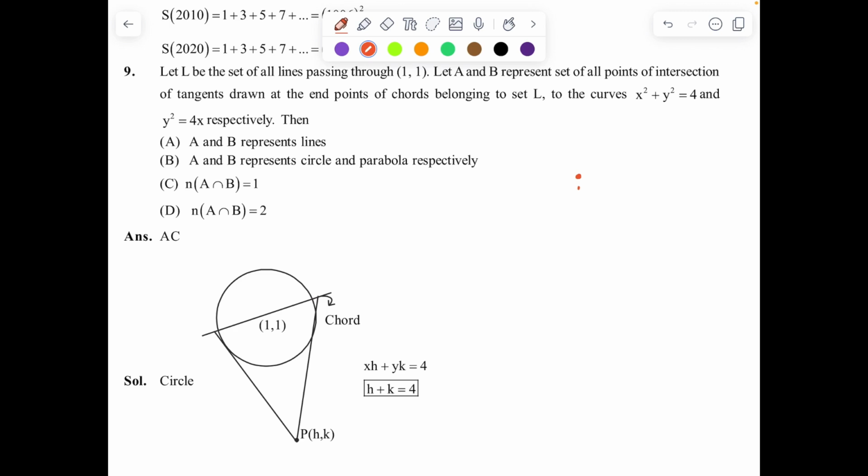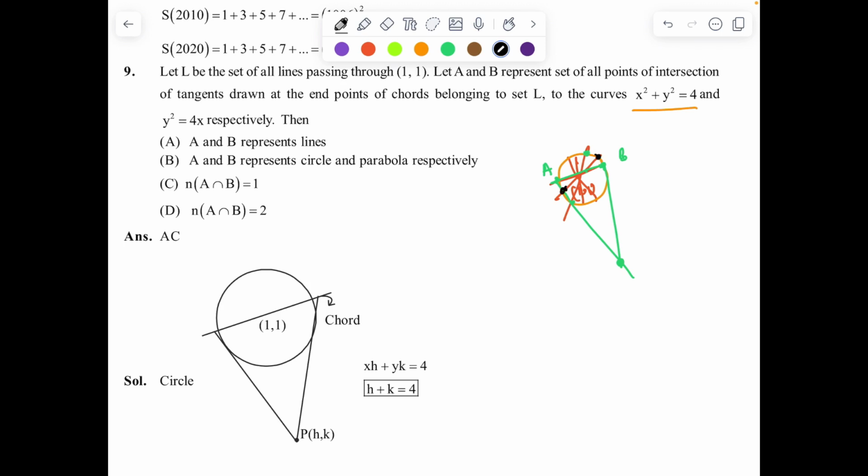So we'll have infinitely many lines which are passing through (1, 1), right? This is the set of all lines. If all of these lines behave like a chord to, let's say, a circle, x square plus y square equals 4, then any of these chords will definitely intersect the circle at 2 points, let's say at points A and B. At these 2 points we are drawing tangents and we need to find the locus of the point of intersection.